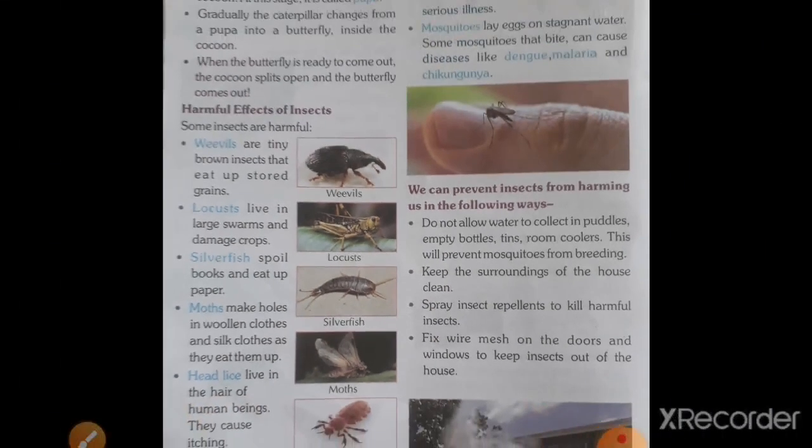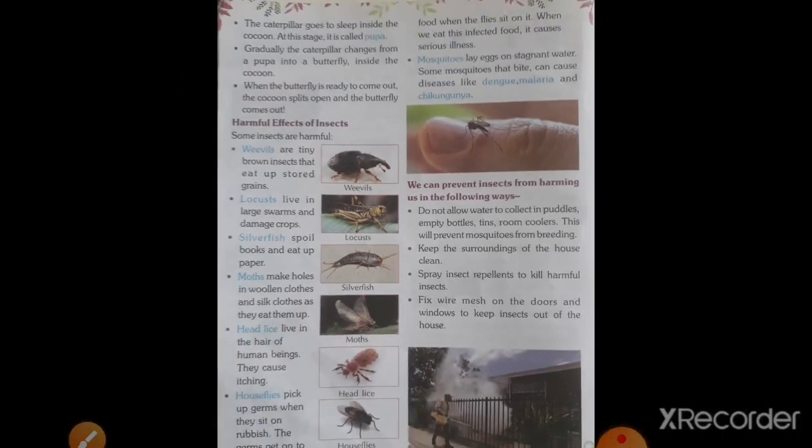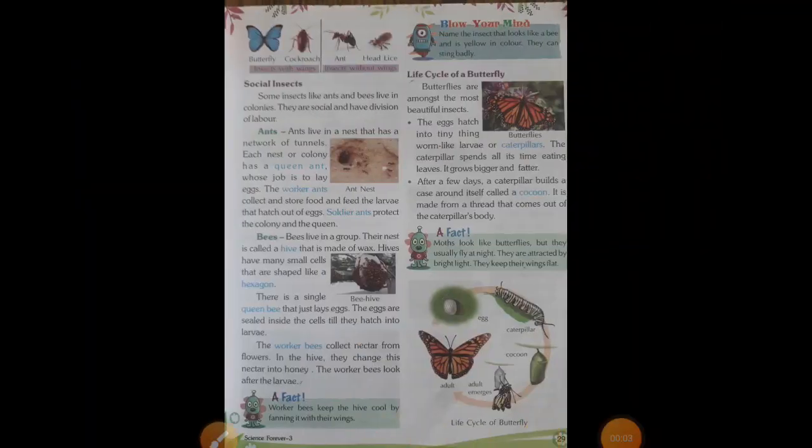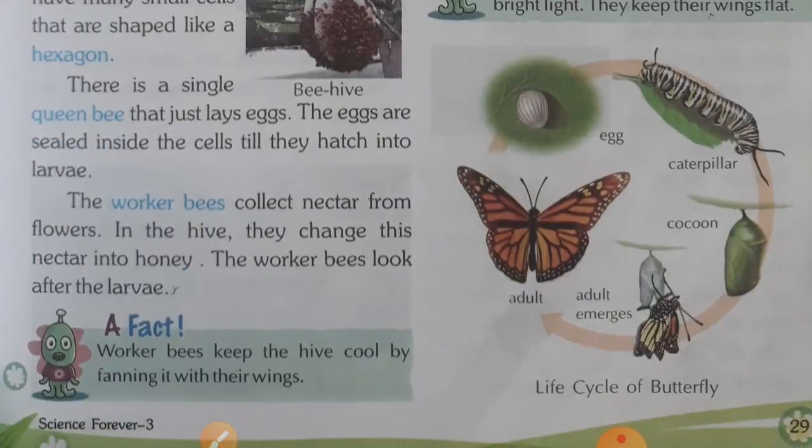So students, this is the explanation of this chapter. It is over now and your homework is you have to draw this butterfly life cycle in your copy. This is your homework.